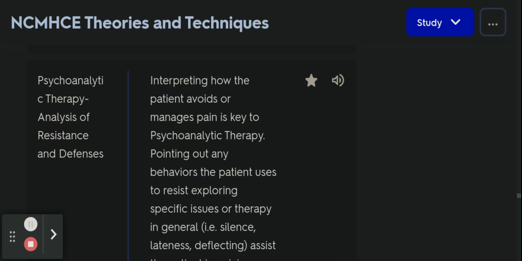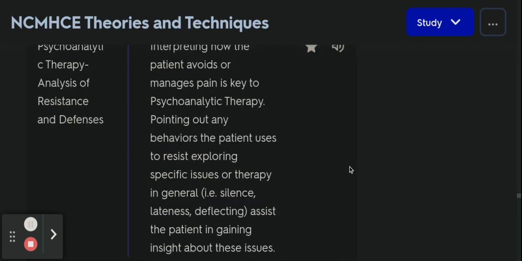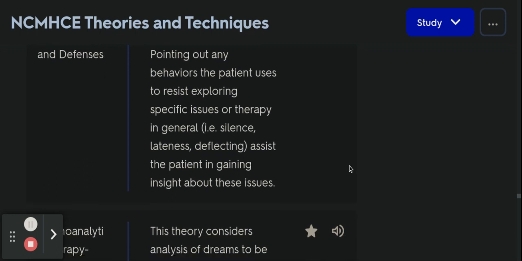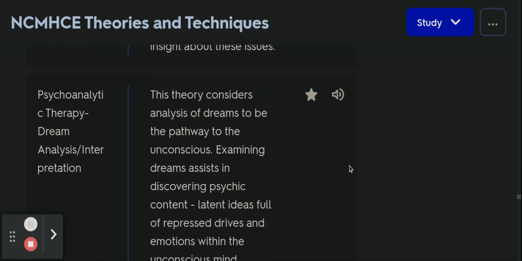Psychoanalytic therapy: analysis of resistance and defenses. Interpreting how the patient avoids or manages pain is key to psychoanalytic therapy, pointing out any behaviors the patient uses to resist exploring specific issues or therapy in general, for example, silence, lateness. Reflecting assists the patient in gaining insight about these issues.